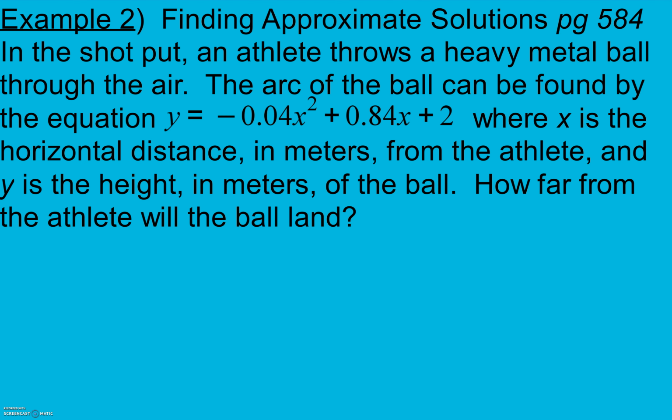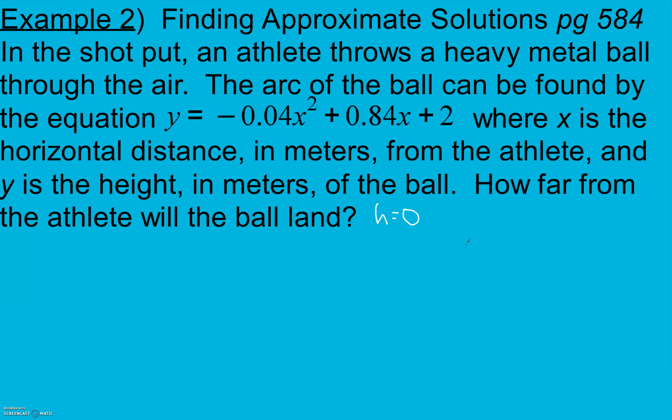In example 2, we're going to find approximate solutions. In the shot put, an athlete throws a heavy metal ball through the air. The arc of the ball can be found by the equation here, where x is the horizontal distance in meters from the athlete and y is the height in meters of the ball. How far from the athlete will the ball land? So here, we want to know when the ball lands, which means its height now will be 0.